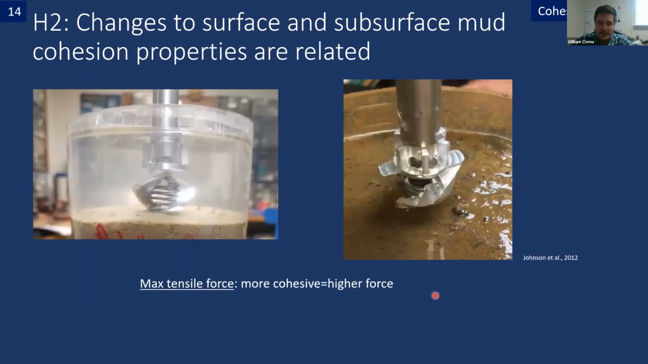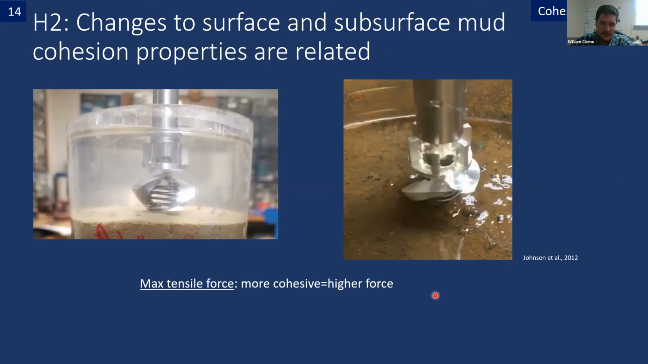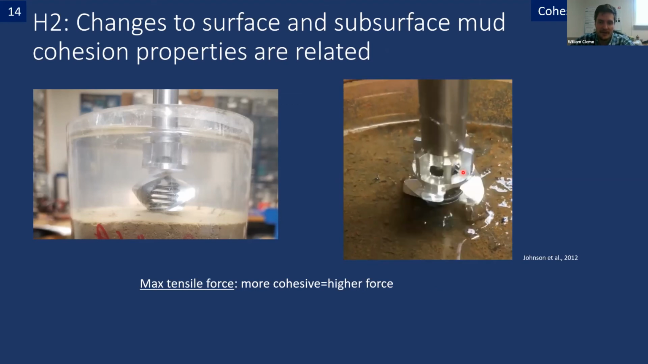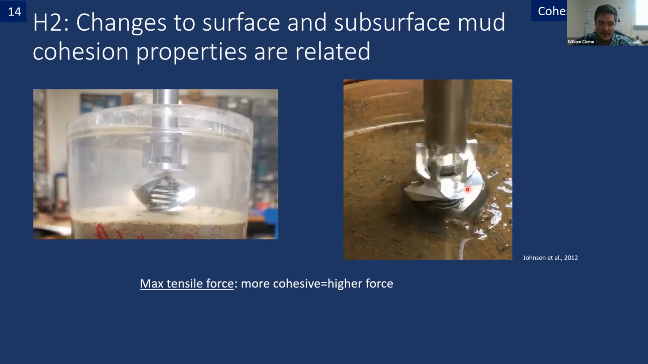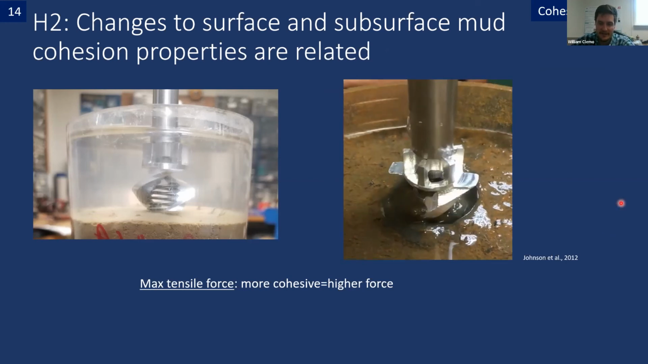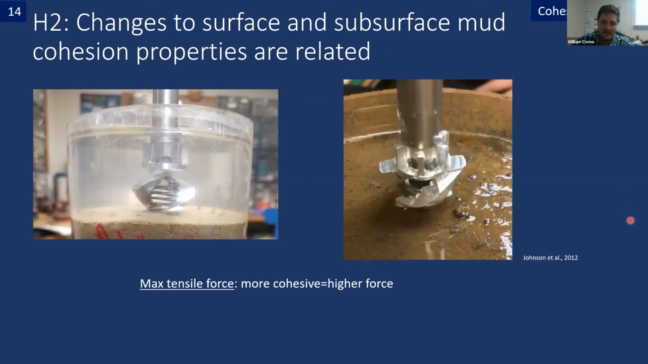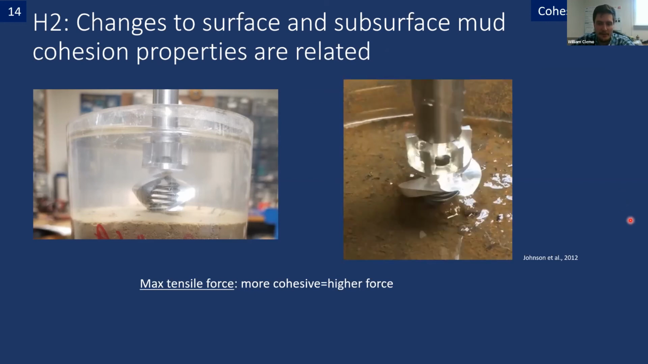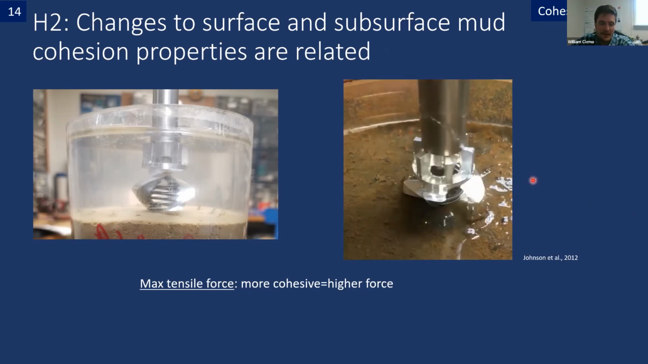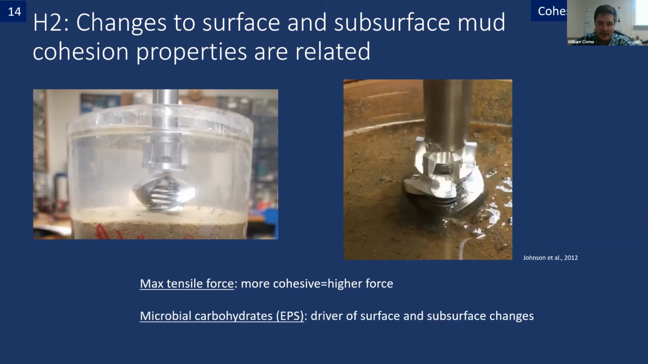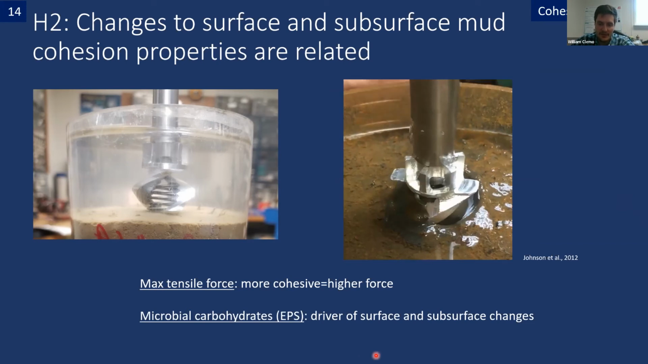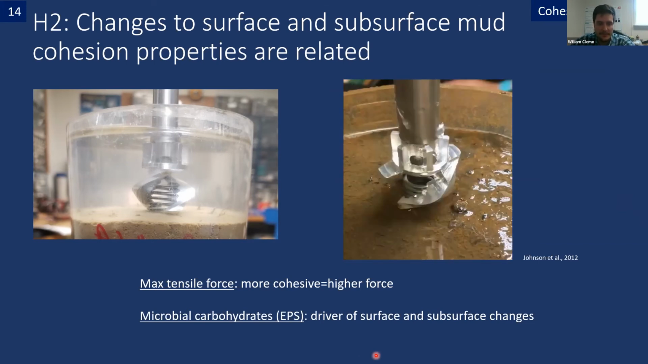To measure subsurface cohesion, we measured tensile force with a custom probe that screws into mud. It pulls up and breaks off a mud plug. And so the more cohesive the mud is, the more tensile force would be required to break the sediment. So we expected max tensile force to increase over time. And overall, we expected that surface and subsurface cohesive properties would be related. So we measured EPS, which is that microbial carbohydrate slime, expecting that it would link surface and subsurface cohesion changes that happen on similar timescales.